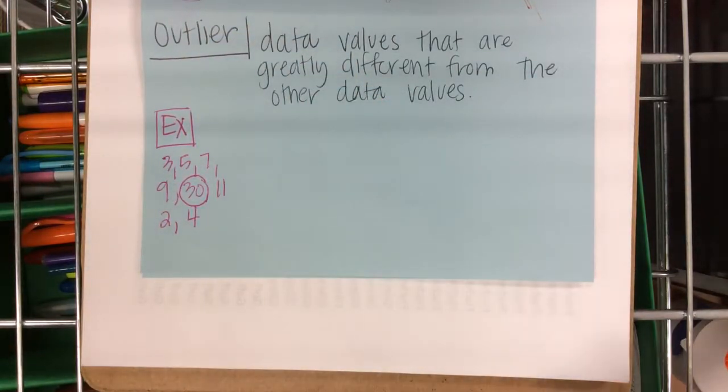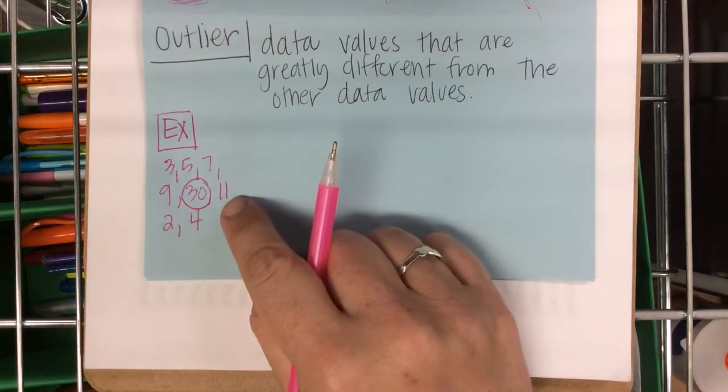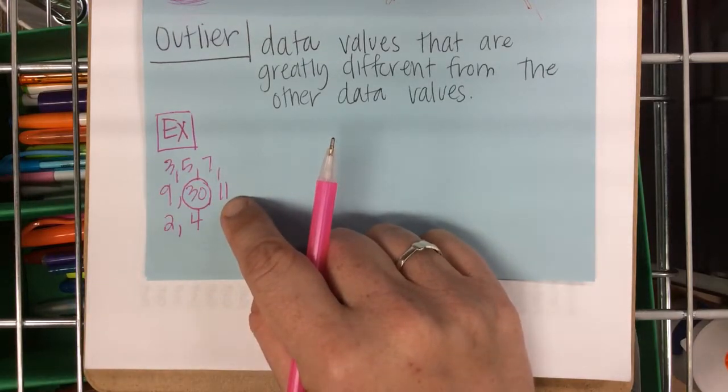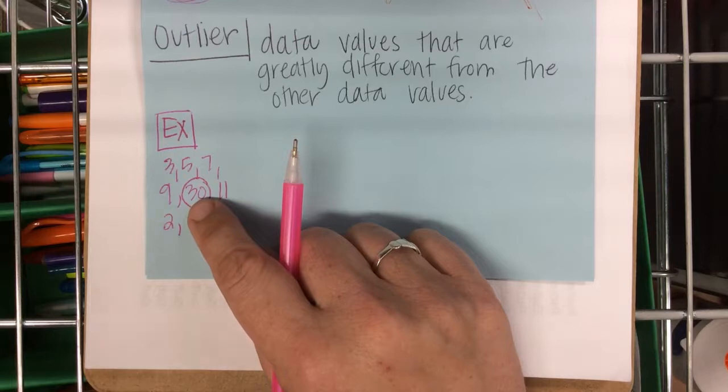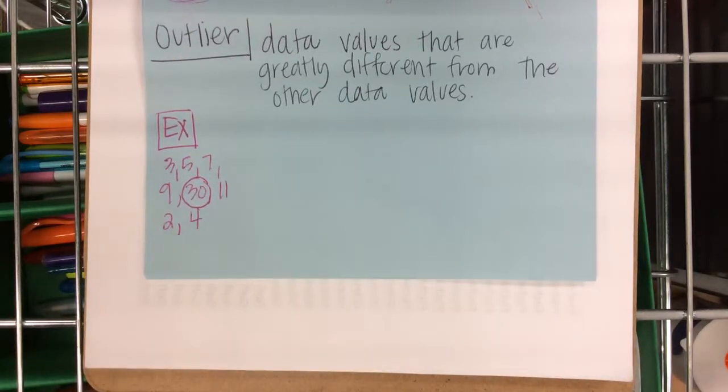Because it's greatly different. We've got one other double digit, but it's only 11. And then we've got 30. So most of them are single digit numbers. We've got one double digit, but it's 11, so it's not that great of a number. 30 is the outlier. Now you may think that's super easy.